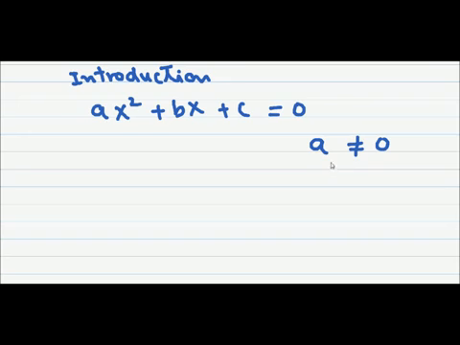Any equation that can be written in the form of ax square plus bx plus c is equal to 0 is called a quadratic equation. The condition here is that a should never be equal to 0, because if a becomes equal to 0, then our equation is no more a quadratic equation, rather it will become a linear equation. The word quadratic is derived from the Latin word quadratus, which means square or two.